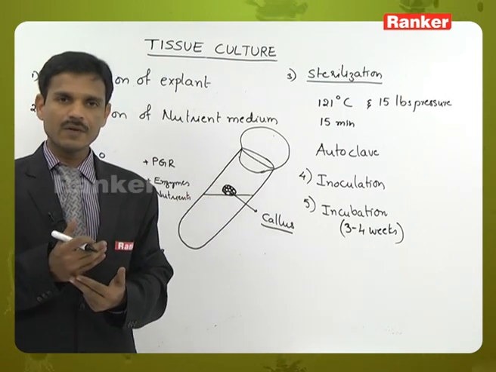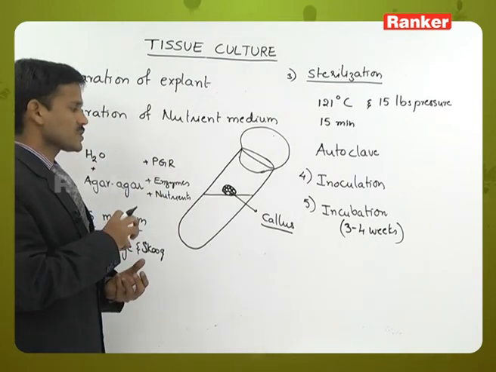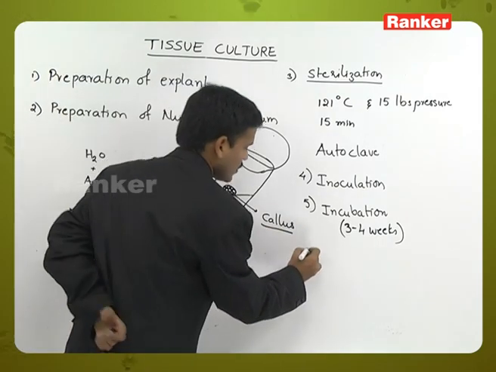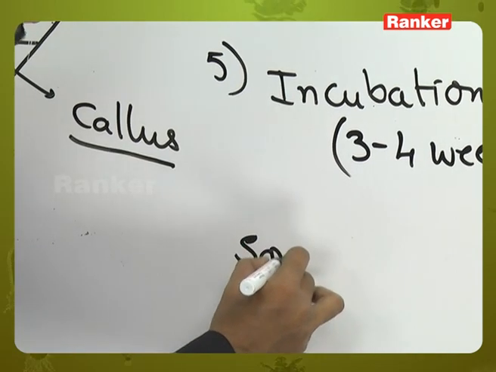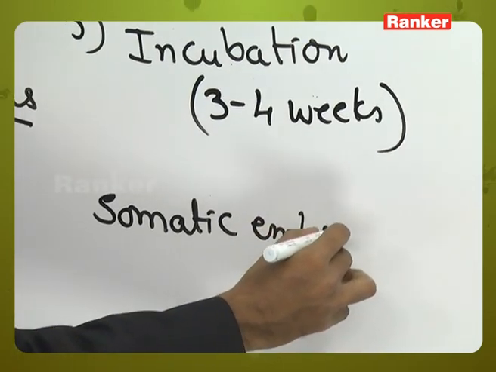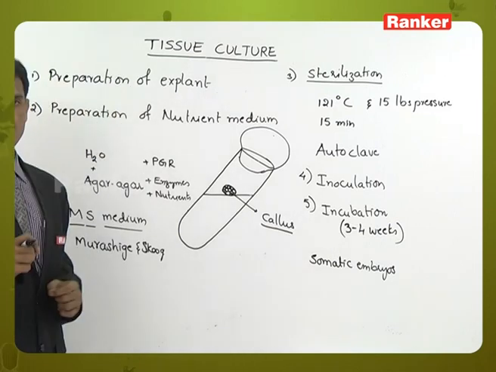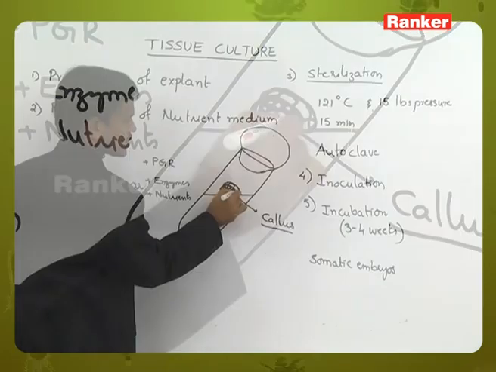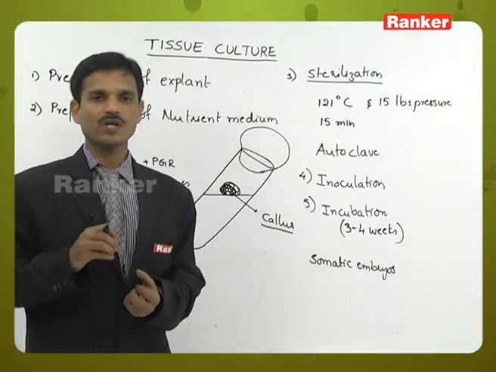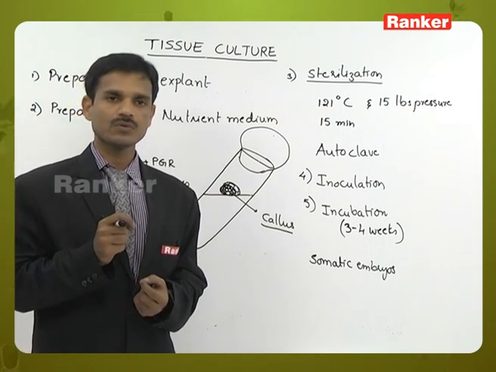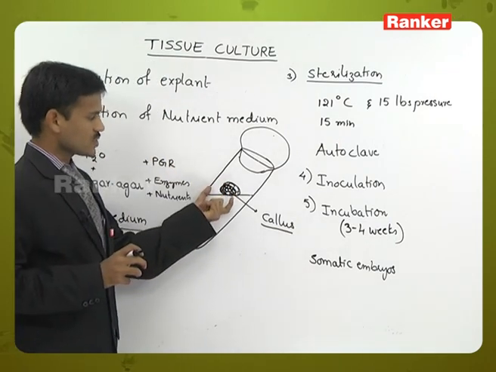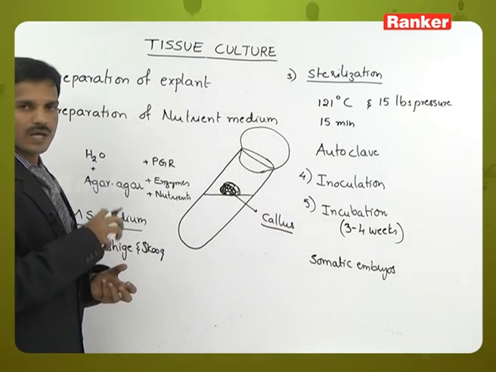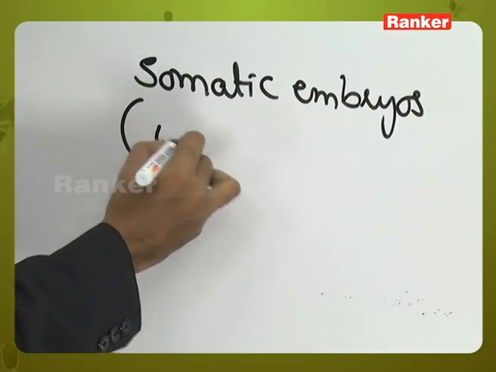Callus generally develops into an embryo like structure, and sometimes it also develops directly into a new plant. The embryo like structure is called somatic embryos or embryoids. Embryo is generally the result of sexual reproduction, where the zygote develops into an embryo, but this embryo like structure is not formed from the zygote. That is why it is called somatic. Somatic means vegetative. From a vegetative cell, the embryo like structure is developed. So, somatic embryos are also known as embryoids.